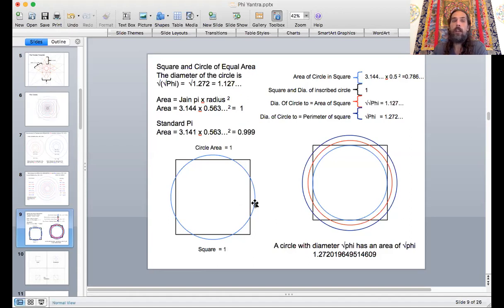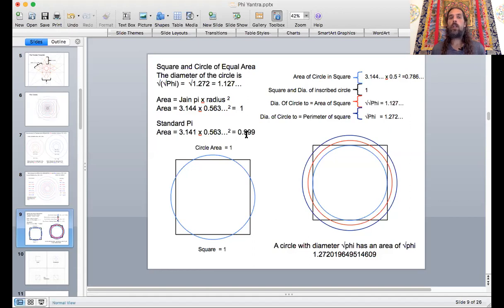And amazingly, it's based on the square root of phi, the square root of the square root of phi, so it's the double square root of phi. And when you use Jain pi, you get that the area of the square is 1 and the area of the circle is 1. If you use standard pi, 3.141, then with the same radius you get 0.999. So you're off by that one digit there, and all the numbers continue to be different after that.